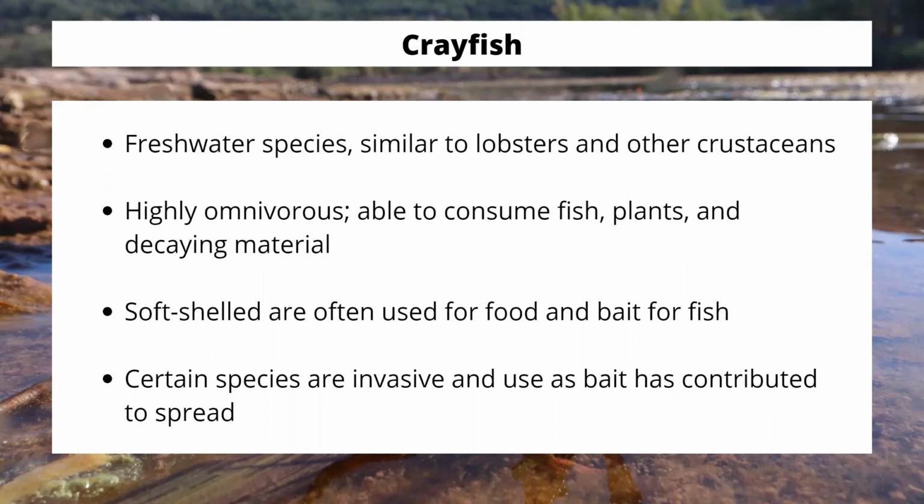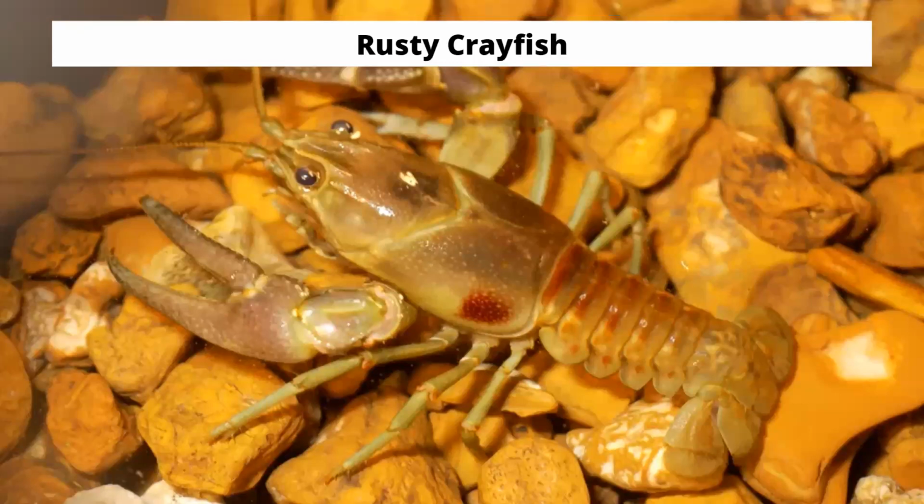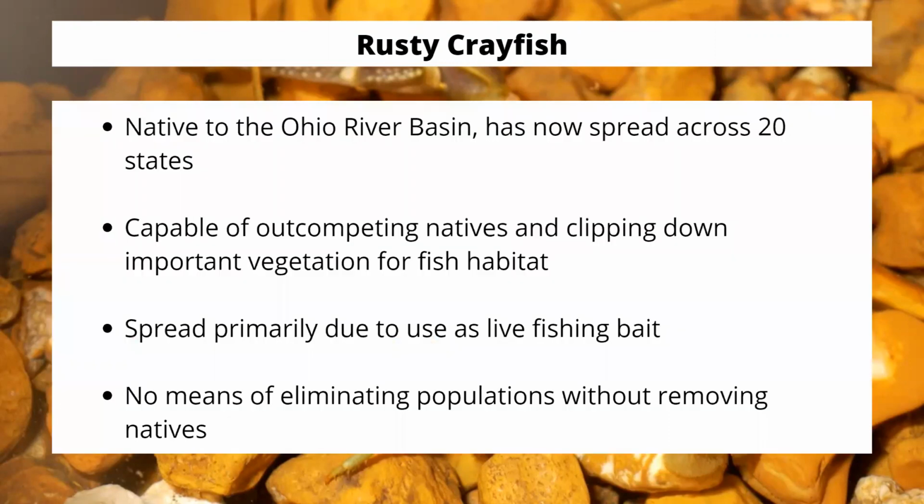Unfortunately, this has led to a few problems. The rusty crayfish is a native of Indiana. However, many states consider them invasive because people keep using them as bait, and then they travel beyond the bounds of their normal environments. You can tell rusty crayfish from other ones because of that bright red patch you see on its shoulder area behind its claws. It's native to the Ohio River Basin, of which we are a part, at least a portion of southern Indiana. But the rusty crayfish has now spread to 20 states.